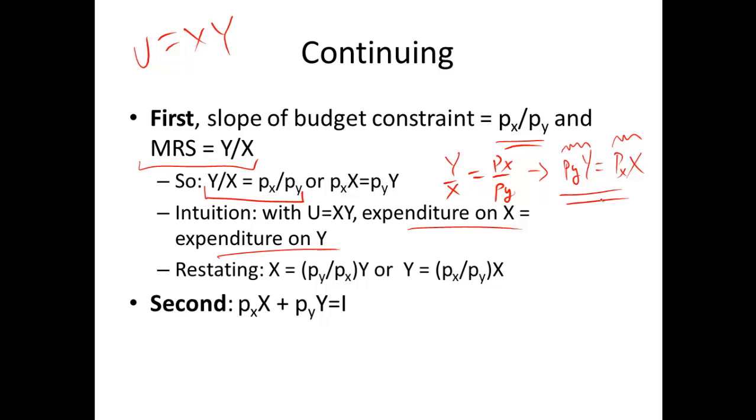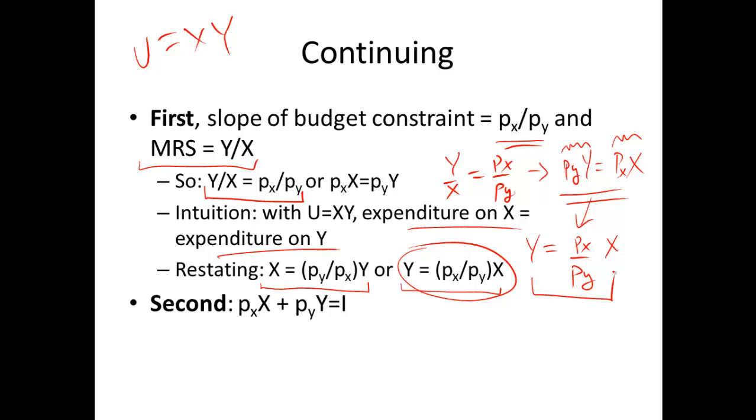Now let's restate this condition. We can restate this condition one of two ways. We can either say that x equals py over px times y, or that y equals px over py times x. Why do I say that? Well, think about this condition and imagine dividing both sides by py. Then we'd get that y equals px over py times x, which is just this condition here. Or we could take this condition and multiply both sides by py over px, and we'd end up with this equation right here.